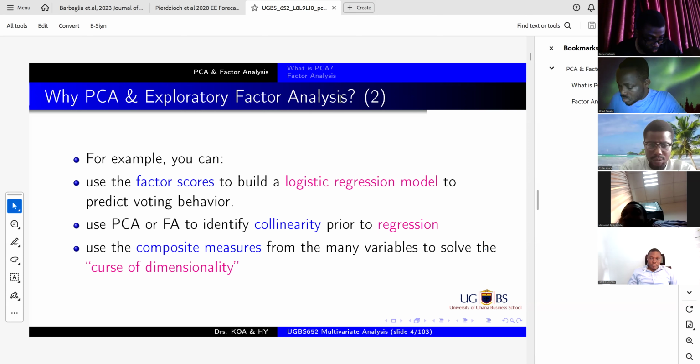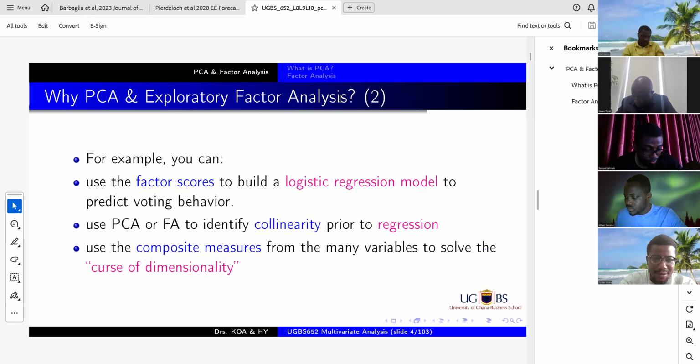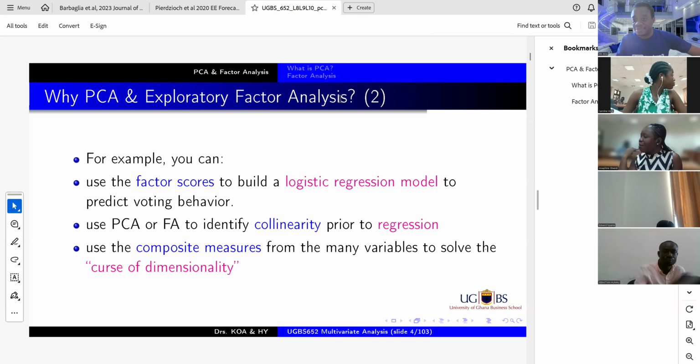Let me call the strong people, those that I mentioned their names and they were smiling. Caroline, stop listening to outsiders and focus here. Pay attention.